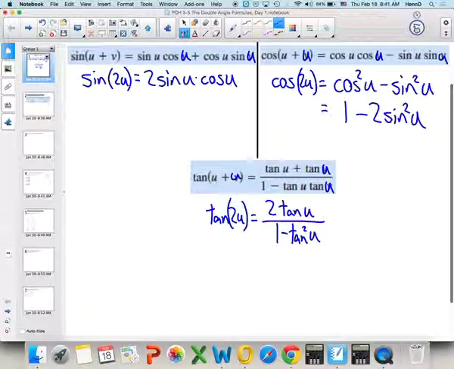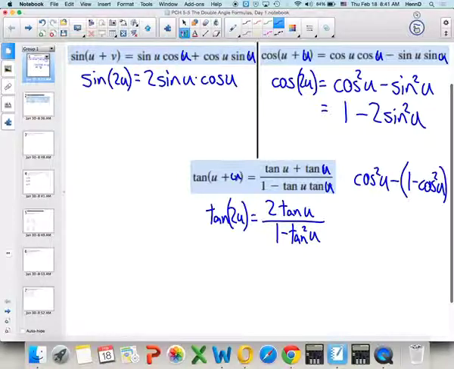We could make the sine squared u into 1 minus cosine squared u. So we have this cosine squared minus, and then if we use the Pythagorean identity but we substitute for the sine squared instead, we can do that, right? So how does that simplify? 2 cosine squared u minus 1. Distribute the negative, so that's a plus cosine squared.